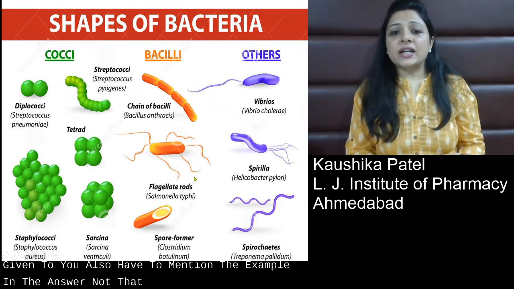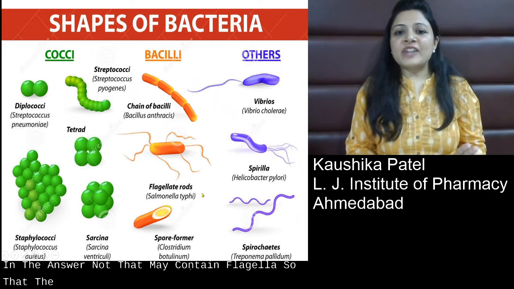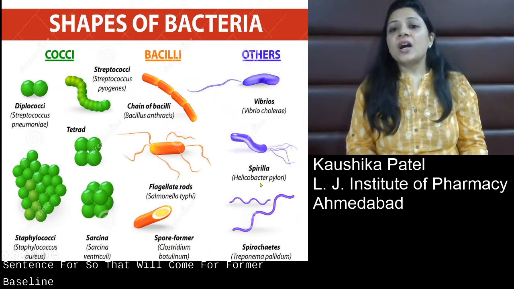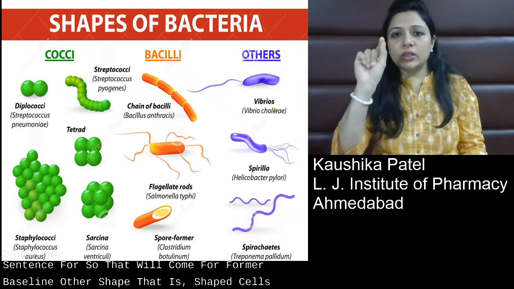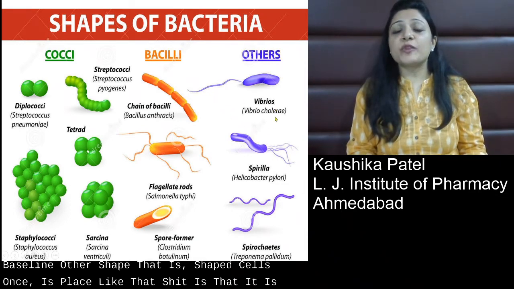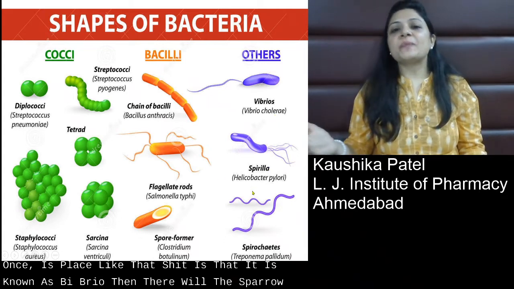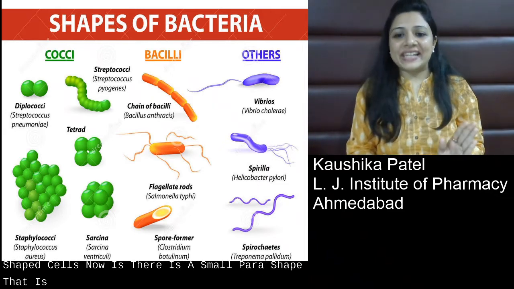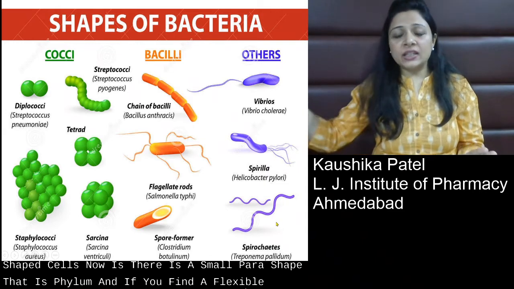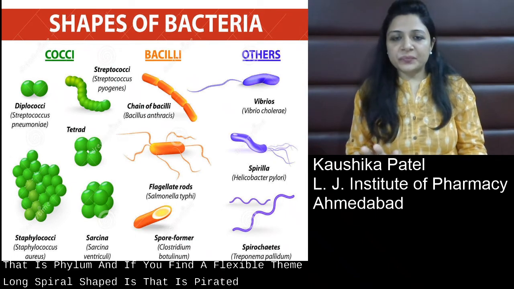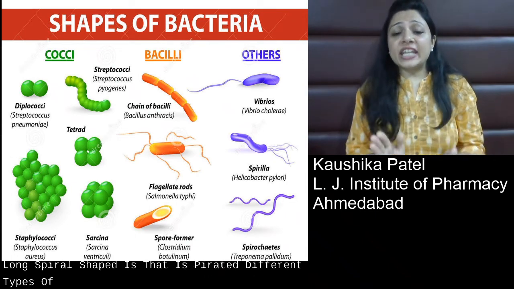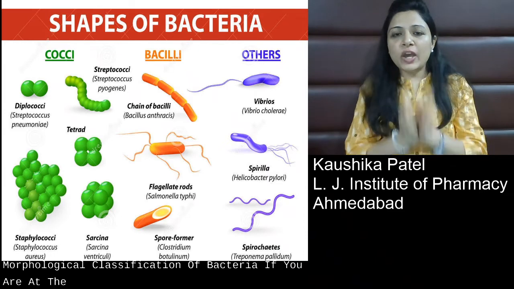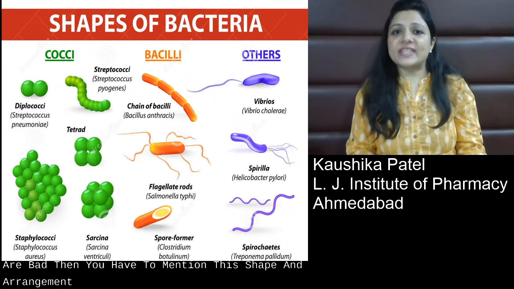Now bacilli, they may contain flagella as an appendage. So that becomes flagellate rods. And they may contain spore. So that becomes spore former bacilli. Other shapes, that is comma shaped cells. Once a comma is placed like that, that shape is known as vibrio. Then there will be spiral shaped cells. Now if there is a small rigid spiral shape, that is spirilla. And if you find flexible, thin, long spiral shaped cells, that is spirochete. Okay, so these are the different types of arrangement and shape of cell. So morphological classification of bacteria, if you are asked, then you have to mention this shape and arrangement of cells.